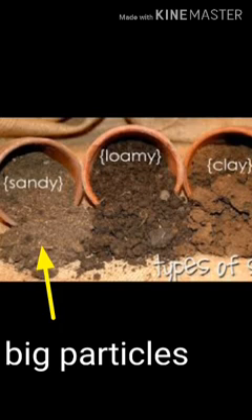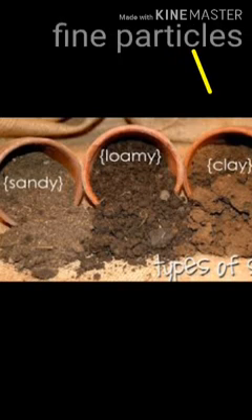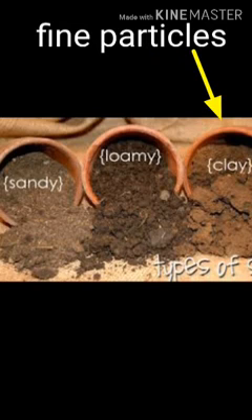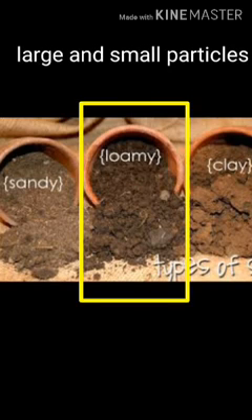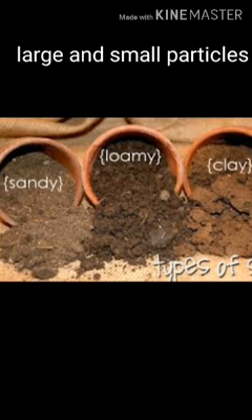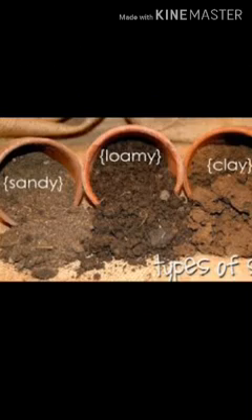If the proportion of fine particles or very small particles is high, then it is called clayey soil. So in clayey soil, the particles are very small in size. If the amount of large particles and very fine particles is almost the same, then that soil is called loamy soil. The soil thus is classified as sandy, clayey or loamy.